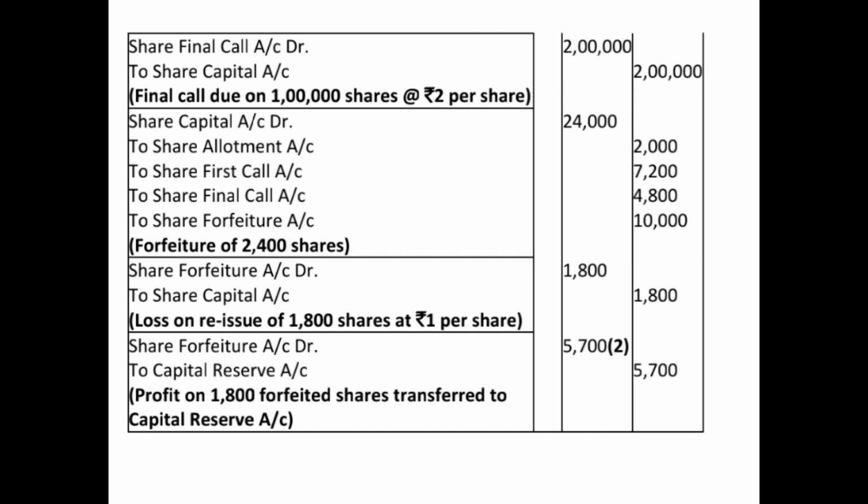Now after the final call, his shares were forfeited. So the entry for forfeiture will be share capital account debited 24,000, that is with the called up value on 2400 shares.